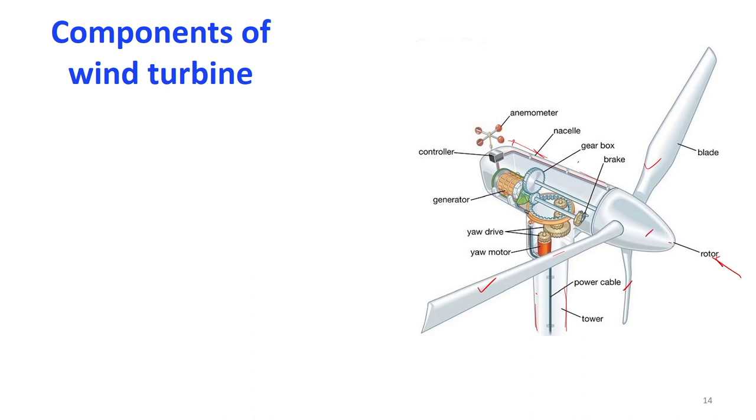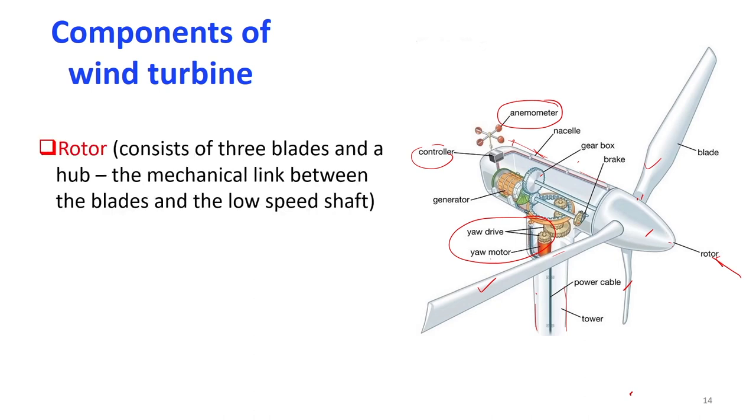rotor, hub is there where these blades are connected. This is brake, gearbox, and yaw drive, yaw motor. Together we can call it the yaw mechanism. Then controller and anemometer to monitor the wind velocity. So, component wise we can say we have the rotor, which consists of three blades and a hub. So, hub is here where blades are attached, and also we can say hub is something like a mechanical link between the blades and the low speed shaft.